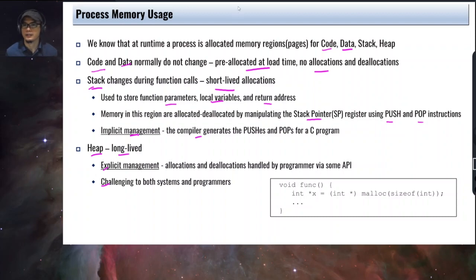Let's take a look at this example on the right side. We have here a function definition, void func, and this is a typical API call, wherein we use the malloc function to allocate a certain amount of memory, and then we have a pointer variable here that is used to contain the address of the allocated memory.